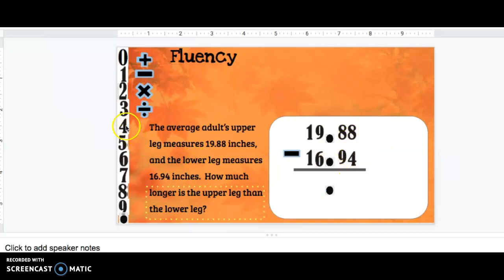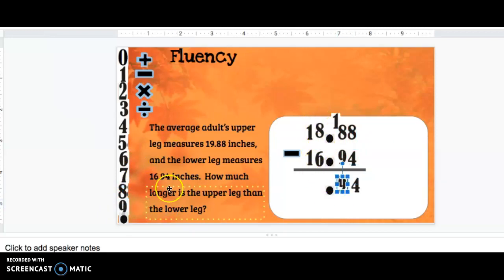8 minus 4 is 4. 8 minus 9, we can't do that. So we have to go next door to this 9 and borrow or take away from him. So we take away from the 9, and the 9 becomes an 8. And then the 8 becomes an 18. So now we have 18 minus 9. 18 minus 9 is 9.